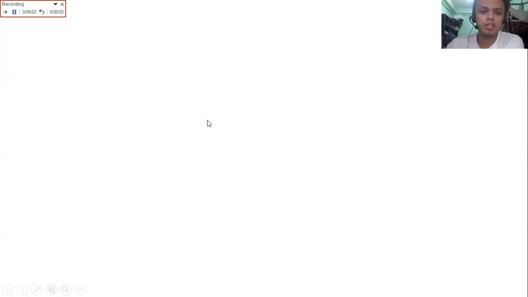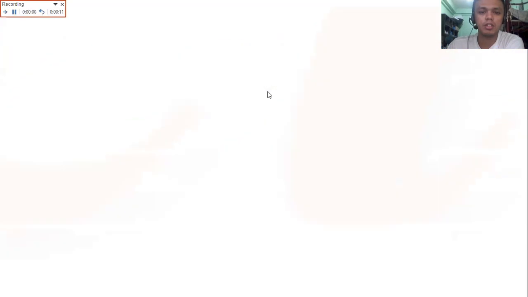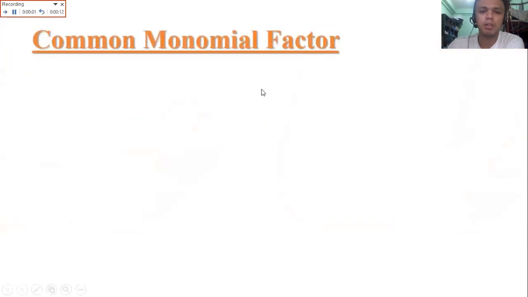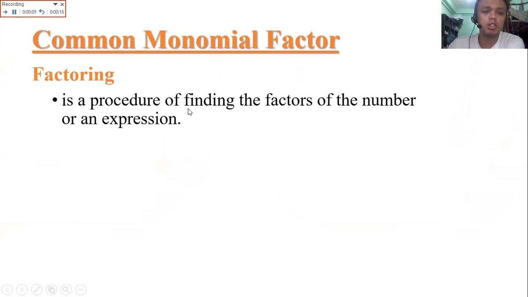Good day everyone. So today we are going to discuss factoring. So start tayo sa tinatawag na common monomial factor. Common monomial factor, if you see factoring, it is a procedure of finding the factors of the numbers or an expression. Kumbaga, nire-reduce natin siya in a simplest form, para mas madali natin makita or in a factored form.